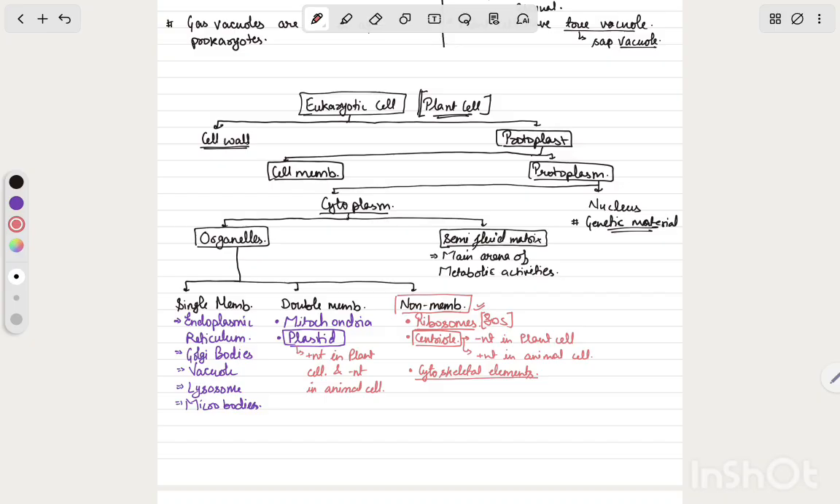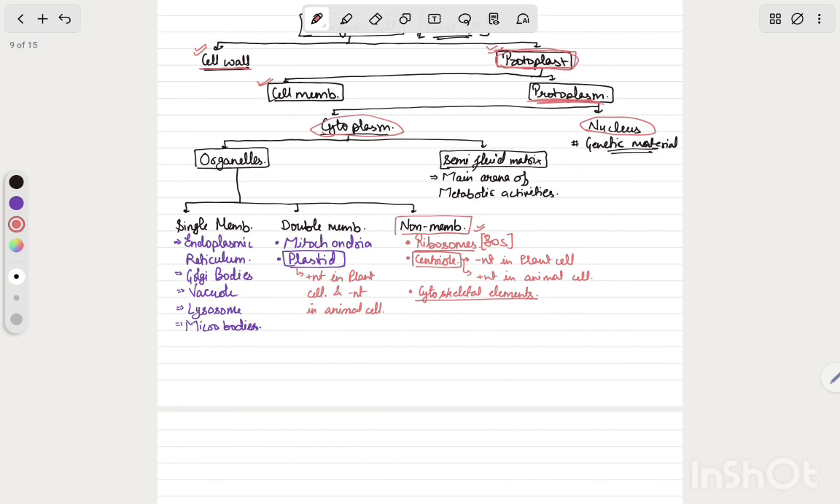That outermost layer is the cell wall. If we remove the cell wall, then the remaining component is protoplast. If we remove the cell membrane also, then the remaining component is protoplasm. So basically protoplasm is nothing but nucleus plus cytoplasm, and protoplast is the cell without the cell wall.